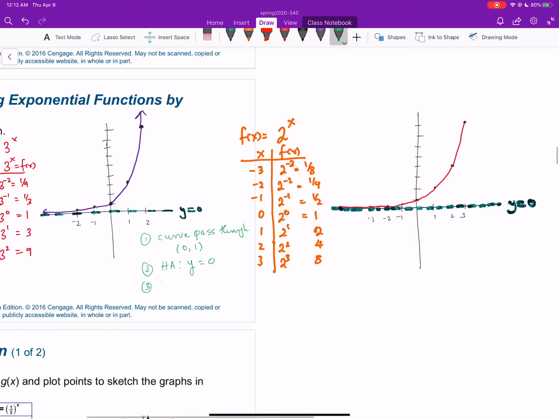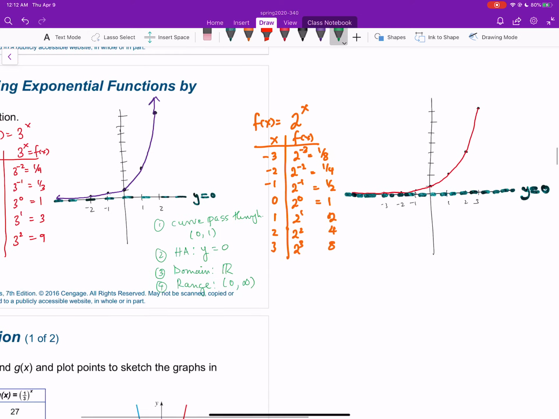Three, the domain is all real numbers. And four, the range is 0 to positive infinity.